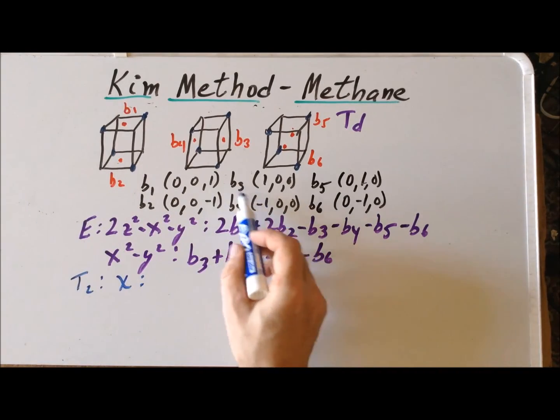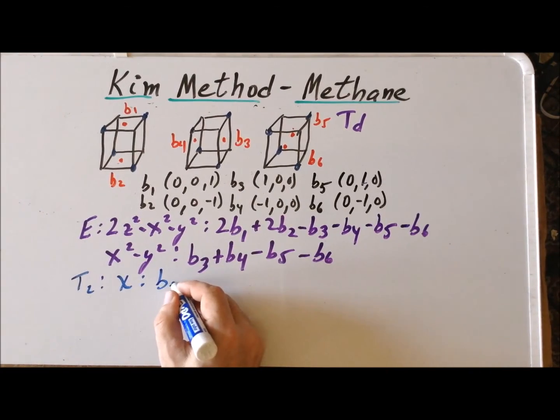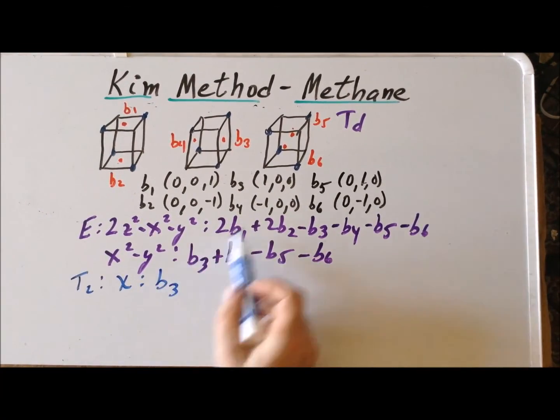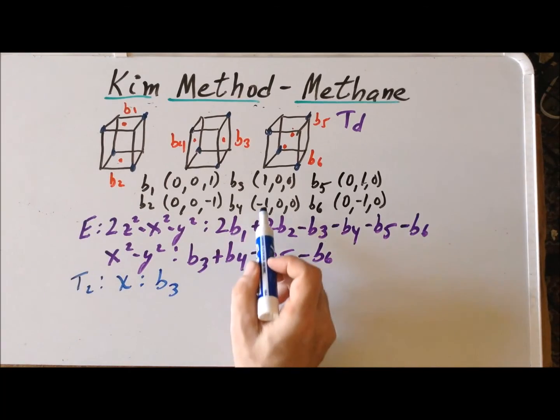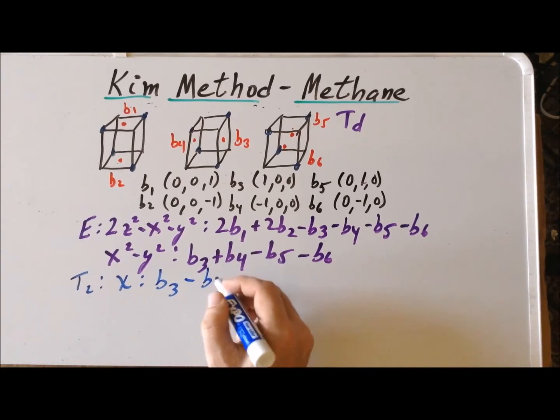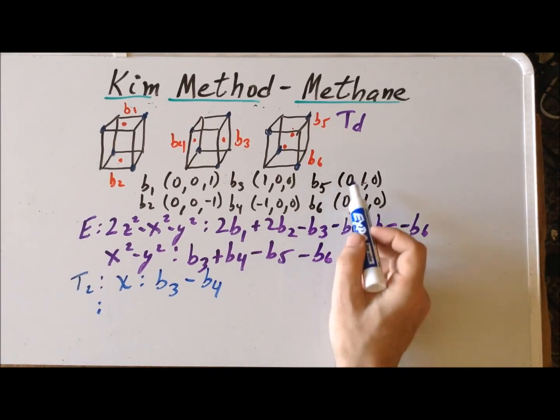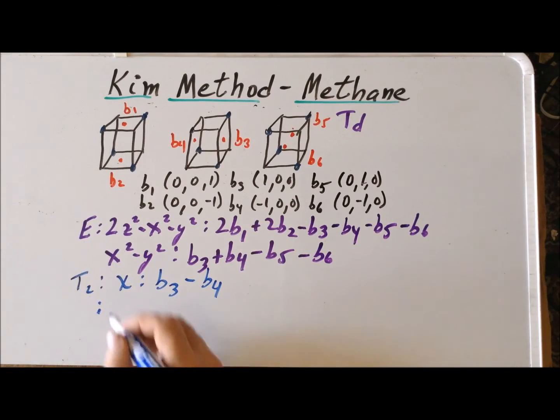For b3, the x coordinate is plus 1, so we have plus 1 b3. And for b4, the x coordinate is going to be minus 1, so the coefficient is minus 1. So this motion is simply going to be b3 minus b4. We notice for b5 and b6 that the x coordinate is 0, so these will not apply.